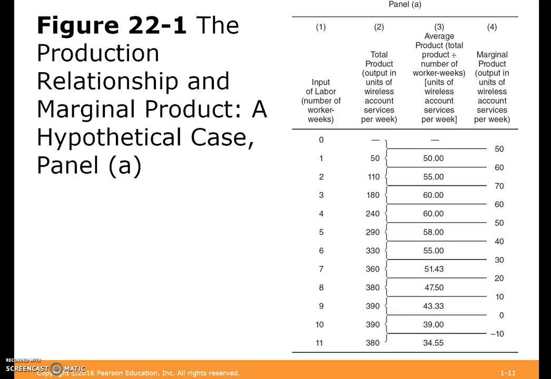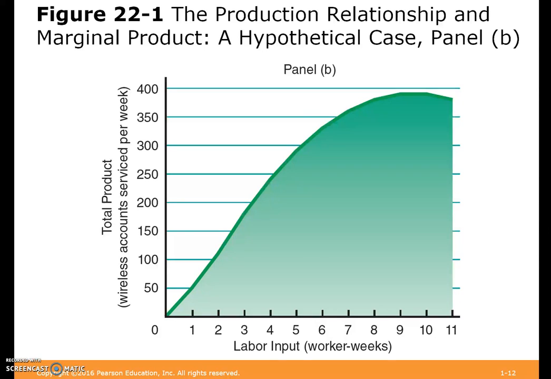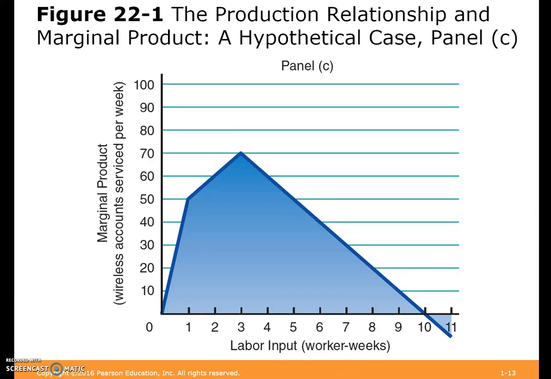Here on panel A, we just have an output schedule, right? In column 1, we have the input of labor. In column 2, we have total product. In column 3, we have average product, and it reminds you how to calculate that. In column 4, we have marginal product. Here we have a graph of total product. And here we have a graph of marginal product, and it shows you something you may have noticed if you were looking at the output schedule.